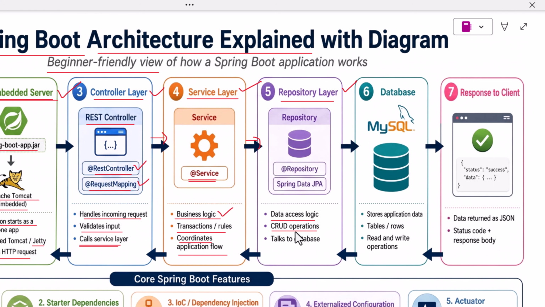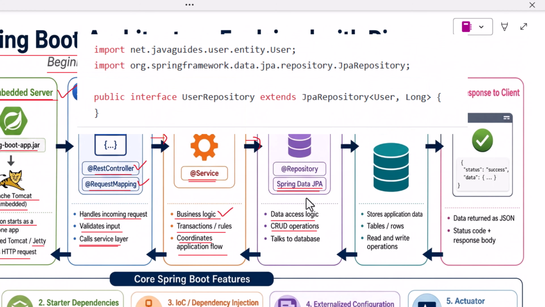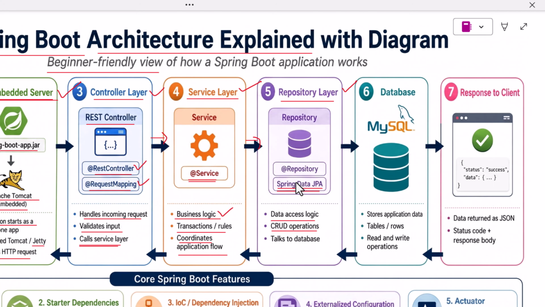In Spring Boot applications, we often use Spring Data JPA to create repository interfaces. For example, a repository interface can extend JPA repository. When we do this, Spring Data JPA provides many common database operations automatically. We do not need to write the implementation manually for basic operations such as save, find by ID, find all, and delete by ID. Spring creates the required repository implementation at runtime.